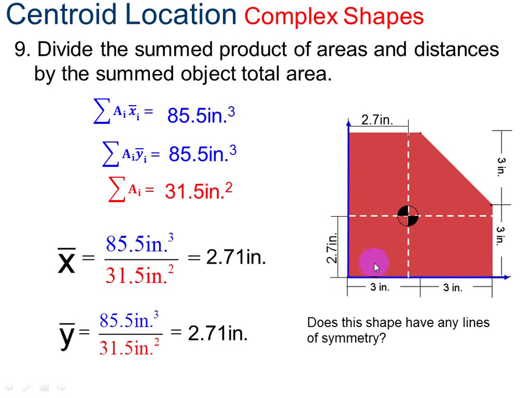So does this shape have any lines of symmetry to you? Do you notice any lines of symmetry here? This definitely is not one because of this piece right here. But I think you should notice that yes, there is one line of symmetry that goes down the middle here. And notice that the centroid lies on it.